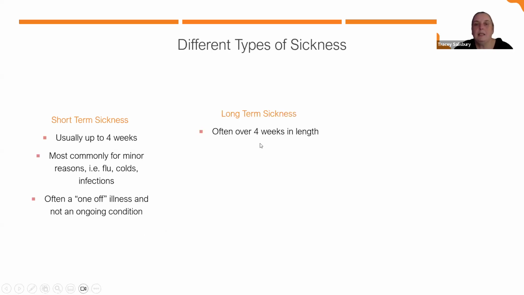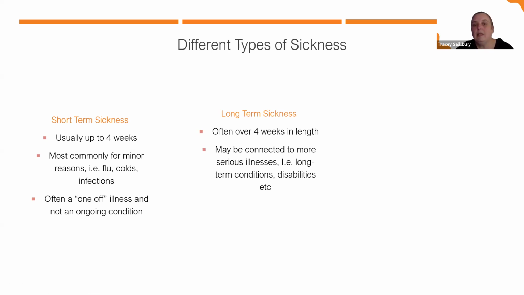Long-term sickness tends to be over 4 weeks in length. So once somebody hits a month of sickness, we tend to class them as being off long-term. And very often that's where it's connected to more serious illnesses, disabilities, long-term ill health. And very often that's reoccurring or requiring ongoing treatment. So somebody might be off for a long time, perhaps for an operation or some kind of treatment.